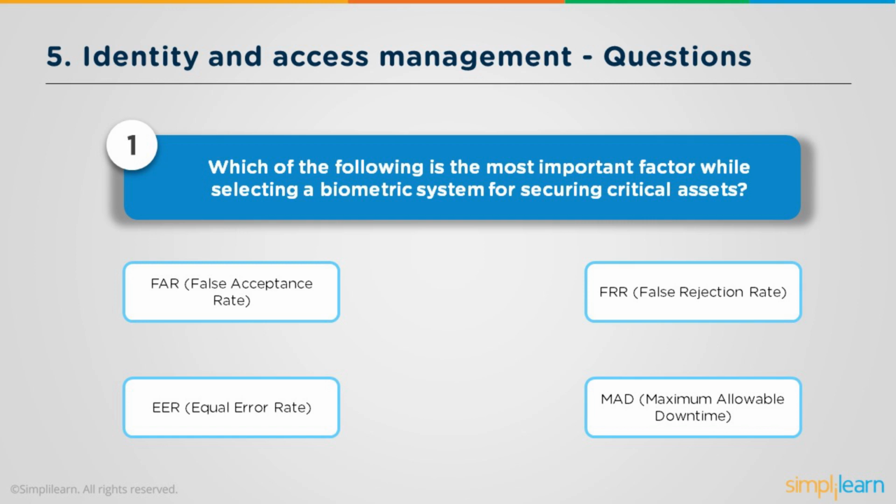Now, the question here is, which of the following is the most important factor while selecting a biometric system for securing critical assets? Would I want to focus on false rejection rate or false acceptance rate?